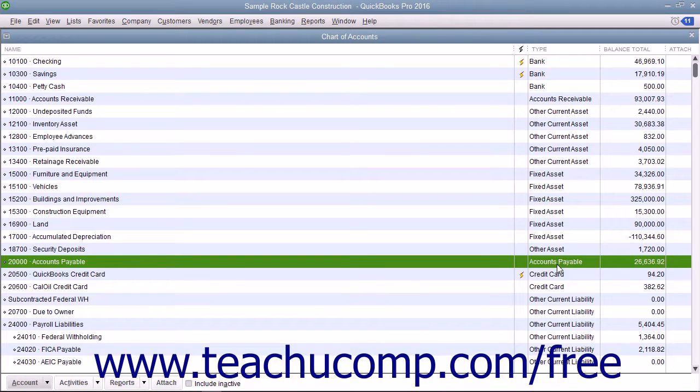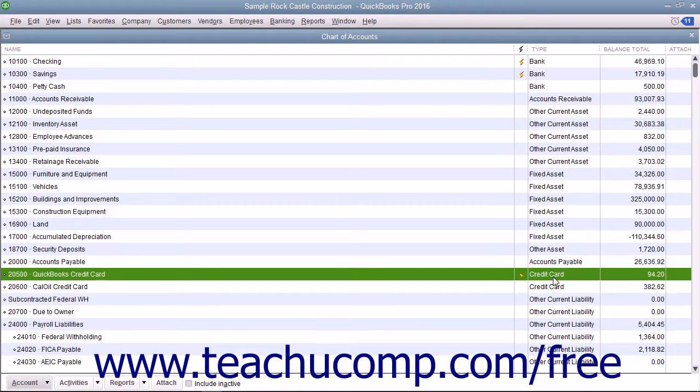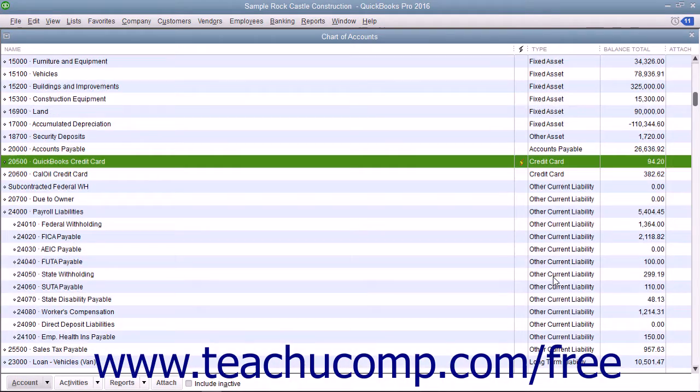Also note that when you set up your company file in QuickBooks, although credit cards are company liabilities, you'll set them up specifically as credit card type accounts in QuickBooks. The available types of accounts that are liabilities are credit card, accounts payable, other current liability, and long-term liability.